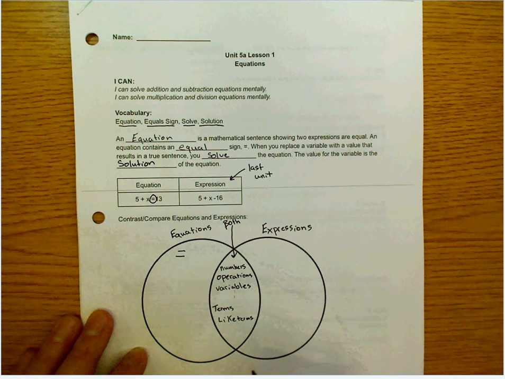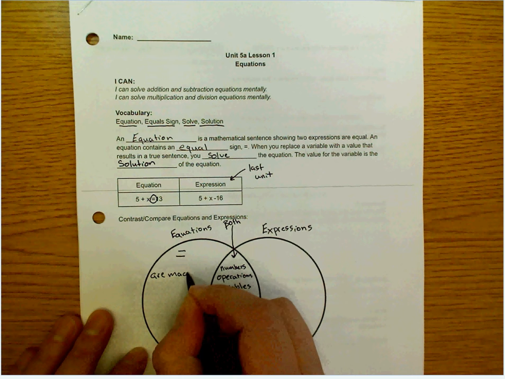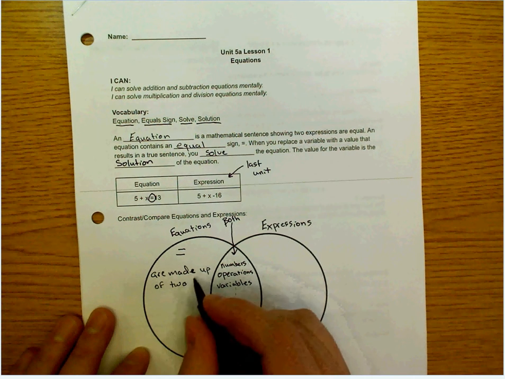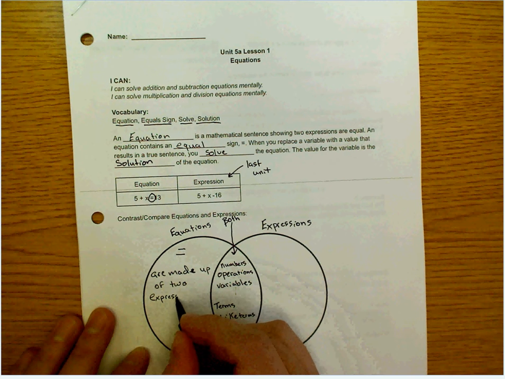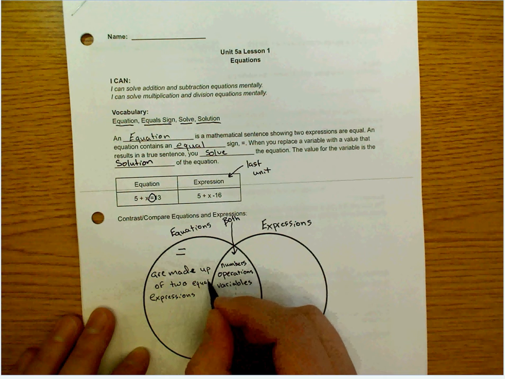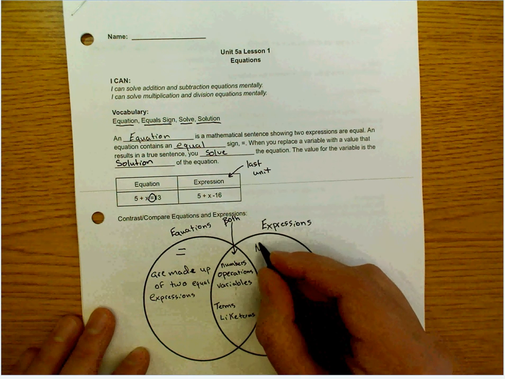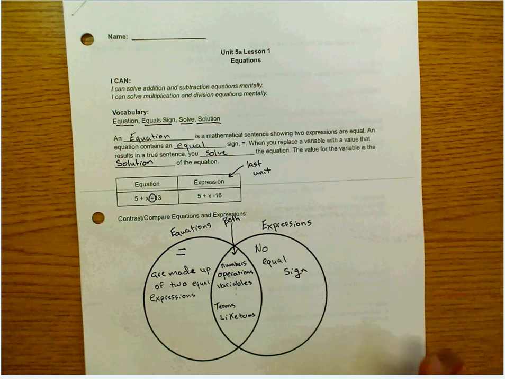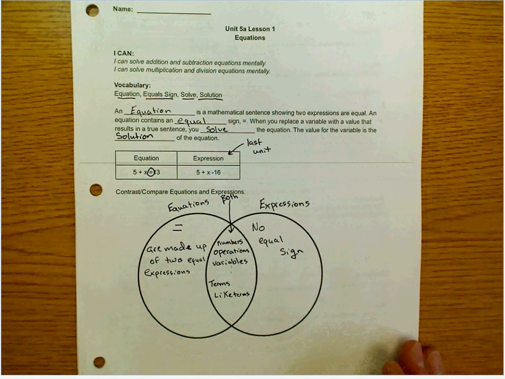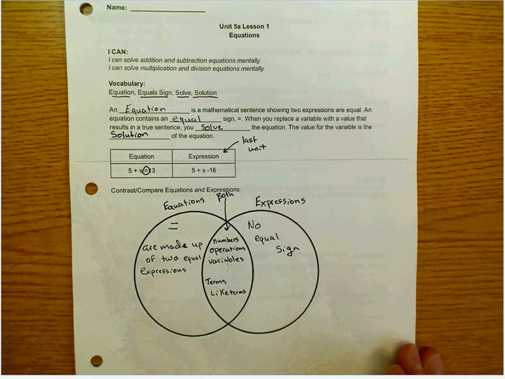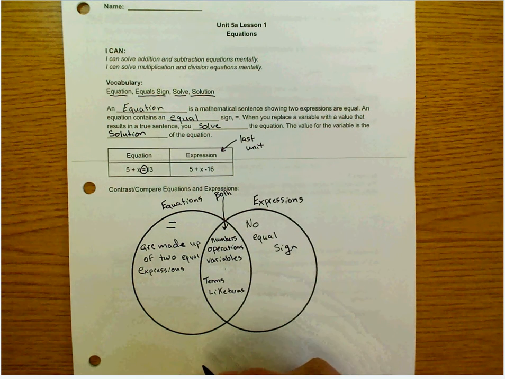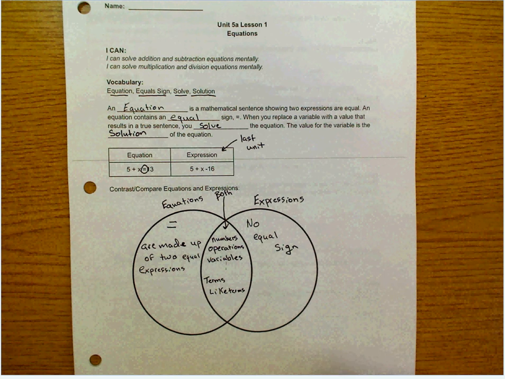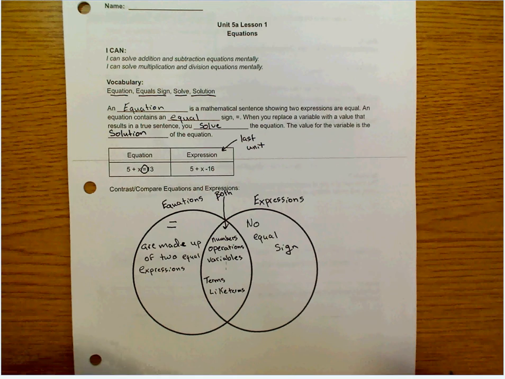Equations have equal signs and are made up of 2 or more expressions. Let's put equal in there too. So expressions, no equal sign. Equations have an equal sign. They also have algebraic and numerical expressions, as well as algebraic and numerical equations as well. So those things are very similar too. When you have this filled out, turn over to the top of the next page.